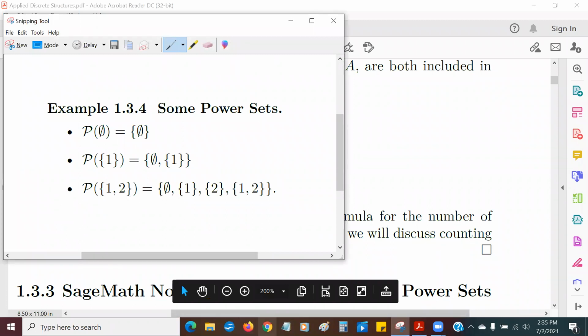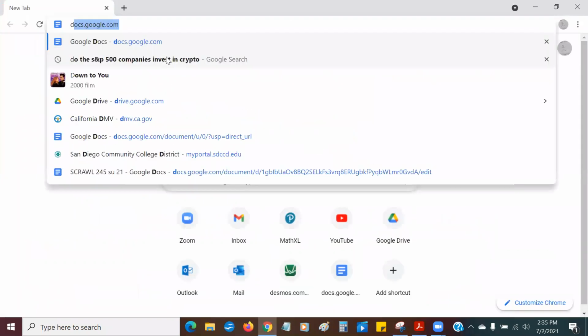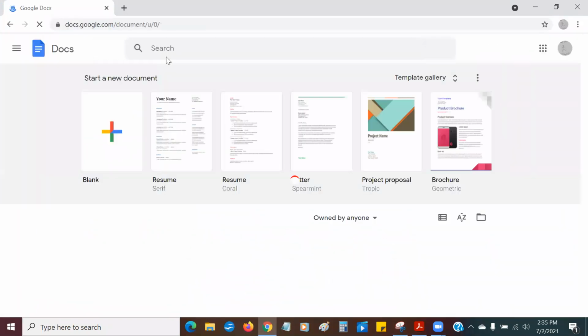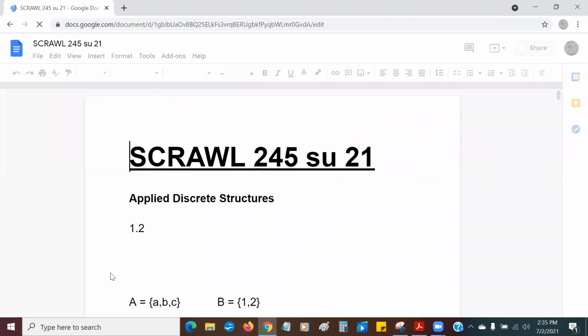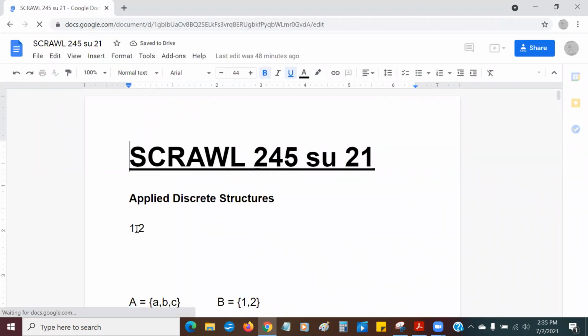Meanwhile, I want to go to my Google Docs and open them up. Okay, so this is actually 1.3.